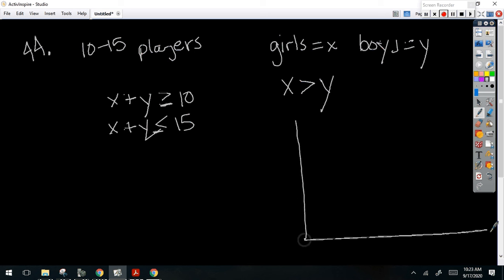Ah, it's been dashed. Why is it supposed to be dashed? It's just less than, not less than or equal to. That's exactly right. Dash this.